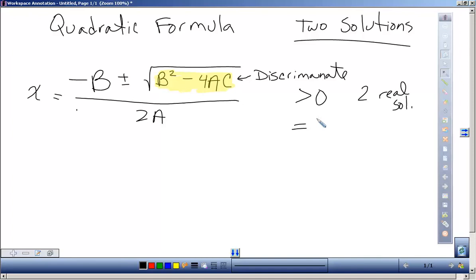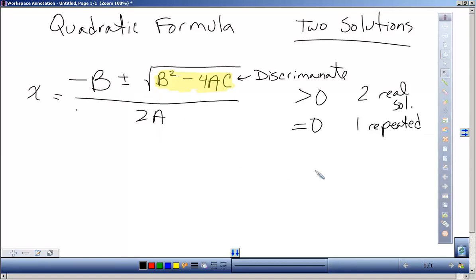If that number happens to be equal to 0, then we're going to get one repeated solution. That means that the vertex is on the x-axis. And so that's why we use opposite of b over 2a to help us find the vertex, because the vertex occurs where the discriminant is equal to 0. Nifty little thing. Now the reason we get one repeated solution is the square root of 0 is just 0. Negative b plus 0 and negative b minus 0 is going to be the same thing. So we get the same answer twice.